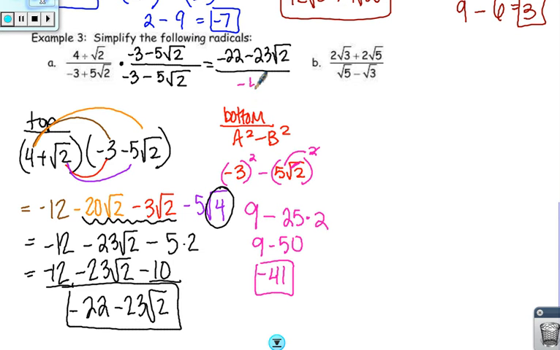And I come back up here, I put that answer on the bottom, and now I'm finished. Top answer over bottom answer. All right, we have one more to try.